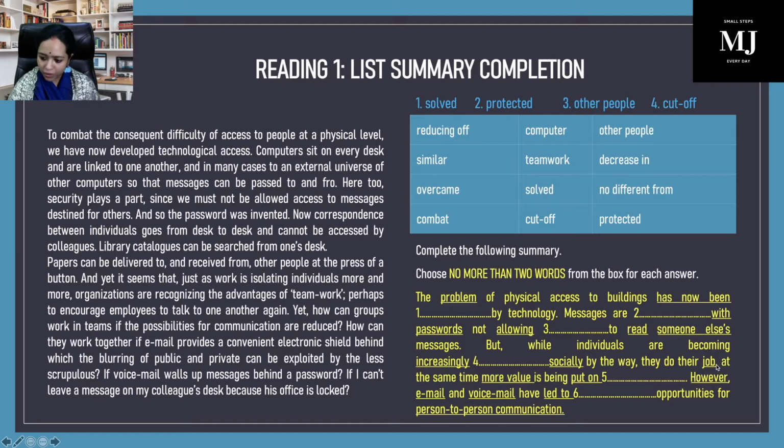So let's see. They do their job, okay. At the same time, more value is being put on dash. Okay, so there is something, definitely a noun for sure, because more value is being attached to a noun. Can we have the answer from this one? What is a noun in this one? Check if there is some noun in the pre-selected list. And if you have any kind of probable answer, confirm it by reading through the passage. This is how you will have the answer. Finally, you will check the grammar by putting the very word into the blank.